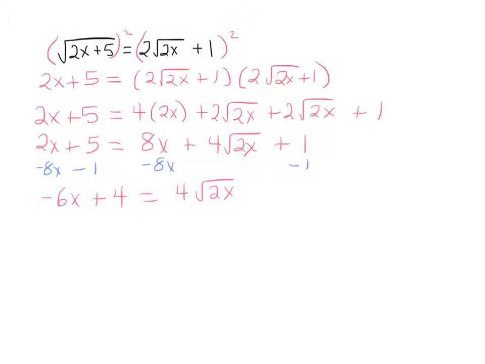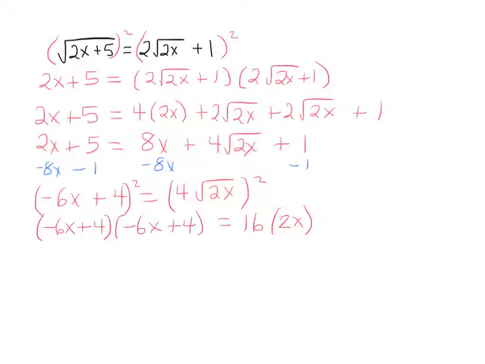So we're going to square all of this and square all of this. So that means negative 6x plus 4 times negative 6x plus 4. And when I square this, 16 times 2x. That's not so bad. You don't necessarily have to write out this row. If you can do this in one step, without writing it out, that's fine.